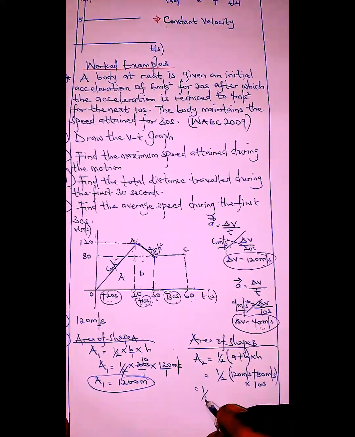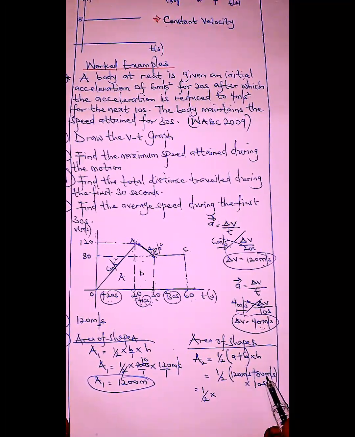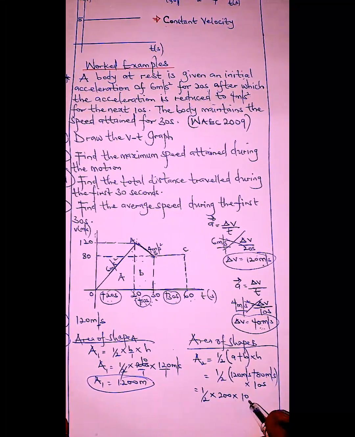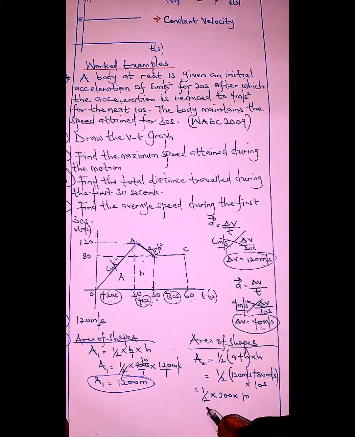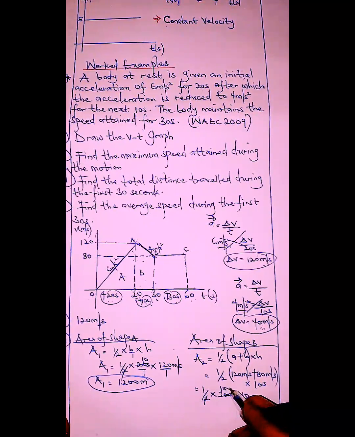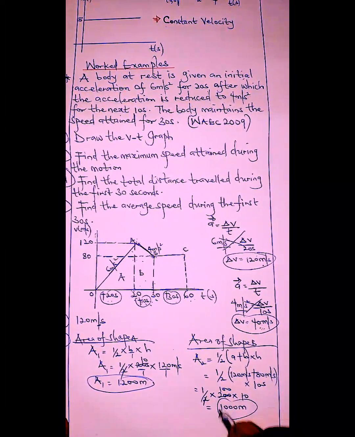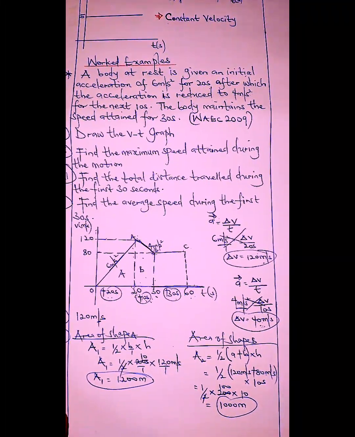The next thing we do is 1 over 2 times 120 plus 80, which gives us 200, times 10 seconds. So 200 meters per second times 10 seconds. 2 into 200 is 100. So when we multiply that, we end up with 1,000 meters. So that's that for shape B.